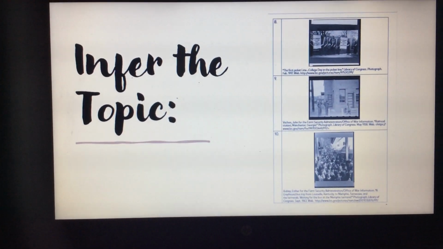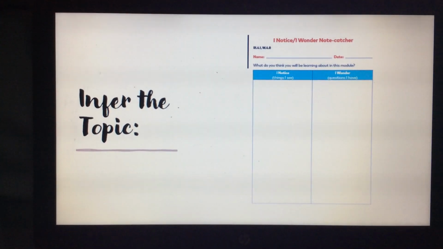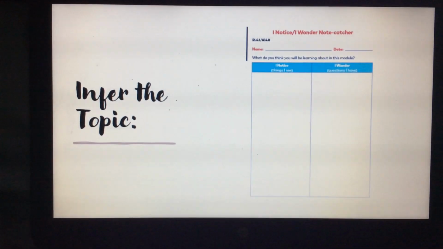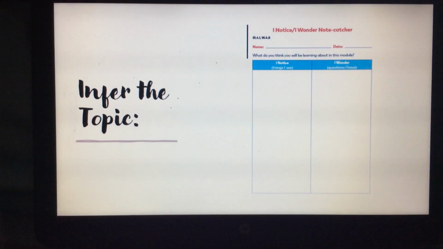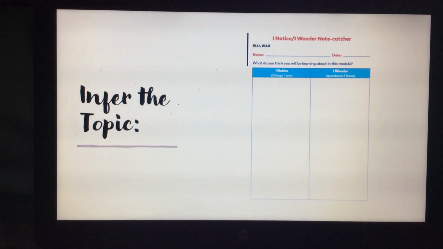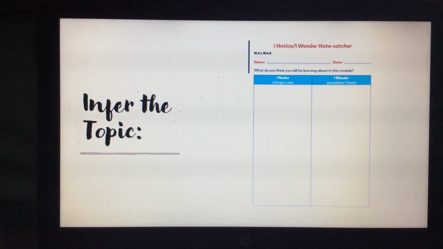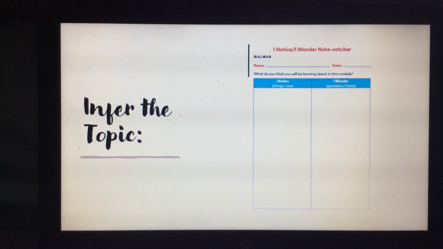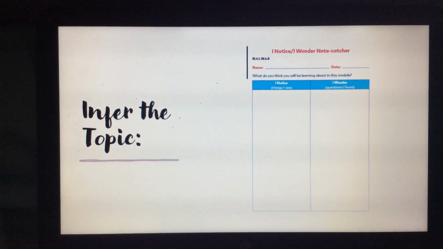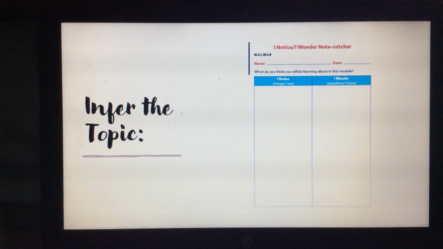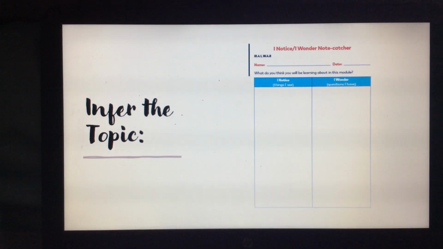Okay. So now what I want you to do, I want you to get your paper, and I want you to make a chart like we've done before with our I notice and I wonder note catcher. And what I want you to do, I want you to write down things that you noticed and things that you may wonder about the pictures or the quotes that we saw. You will need to hit pause to do this, and when you are finished, you may resume and hit play.